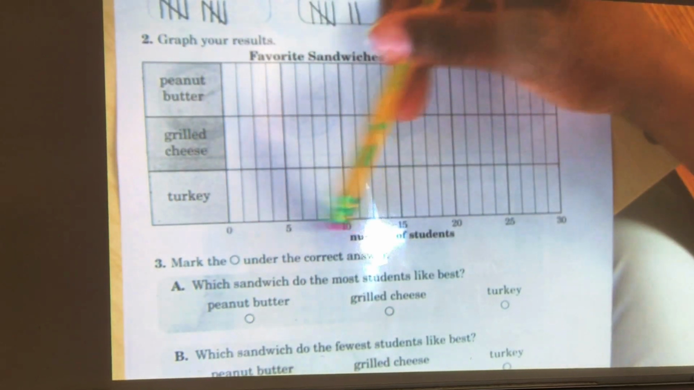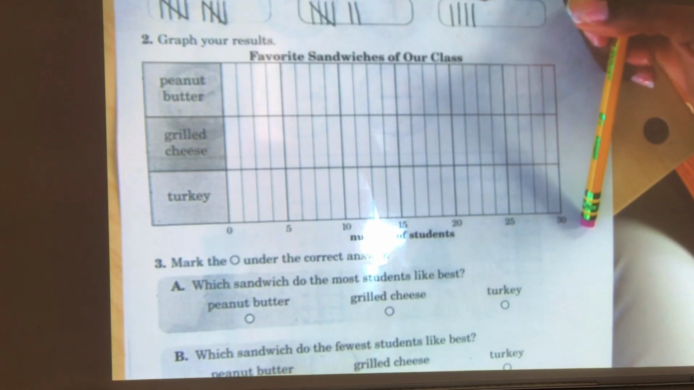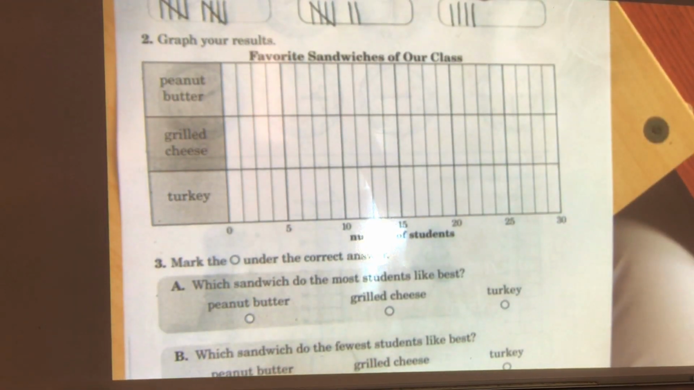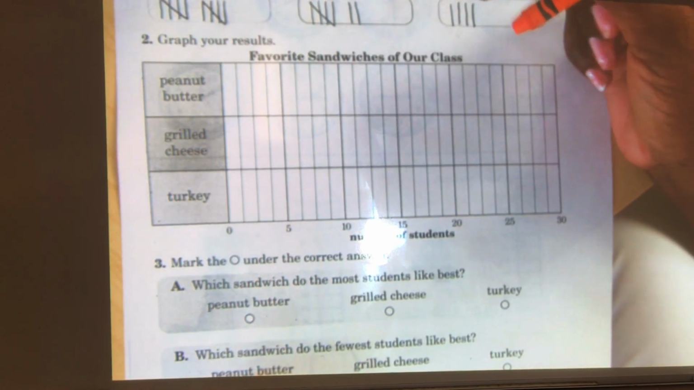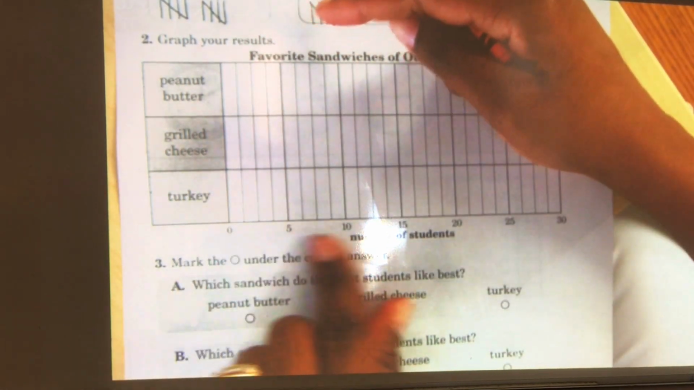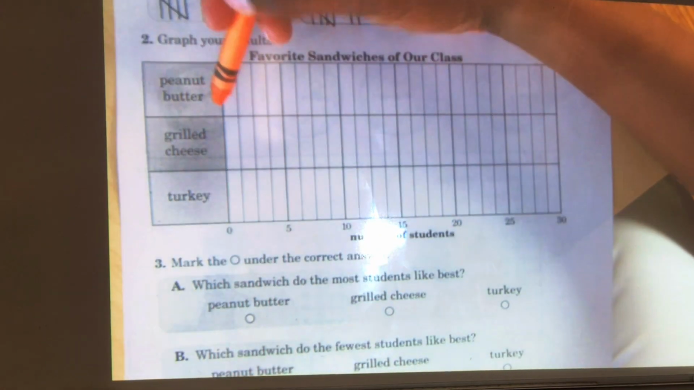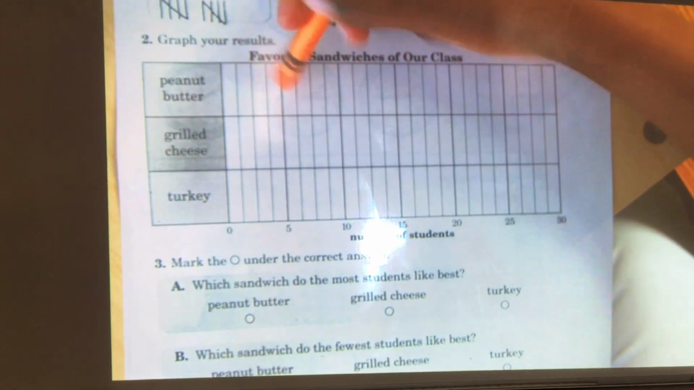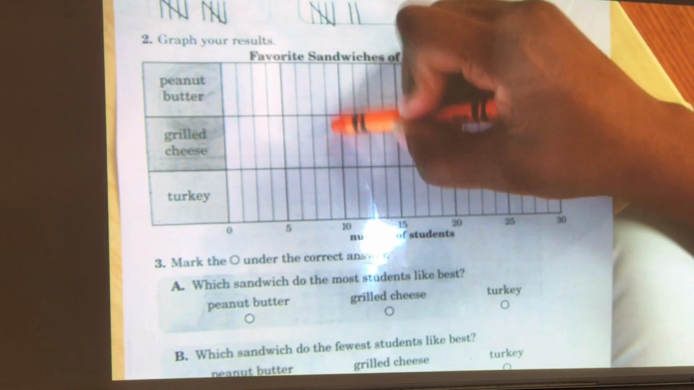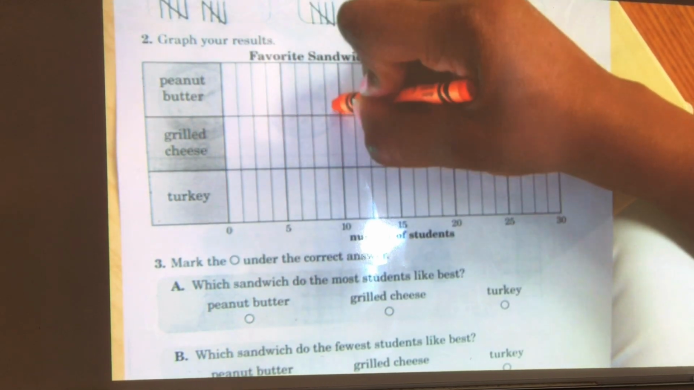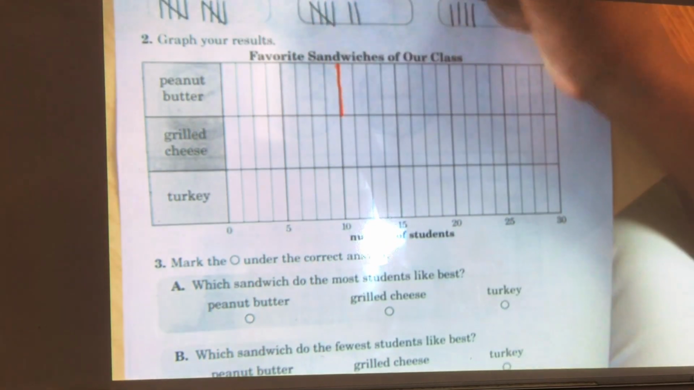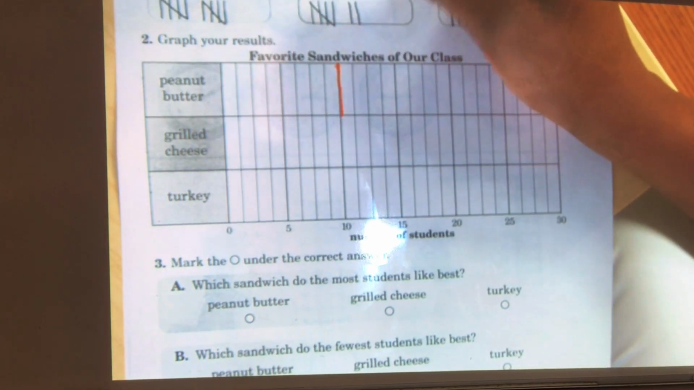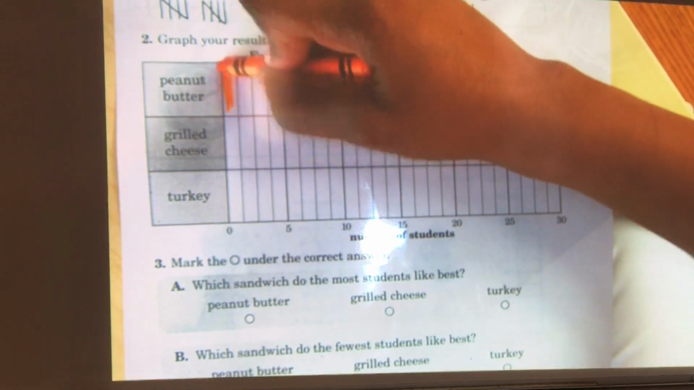And here is the number on the bottom. So I have 10 students who like my peanut butter sandwich. So I'll go here to 10. I need to color this whole area right here, 10. So I have to stop here. So I'm going to draw my line here so I know I can't pass my coloring here. And I'm just going to color.